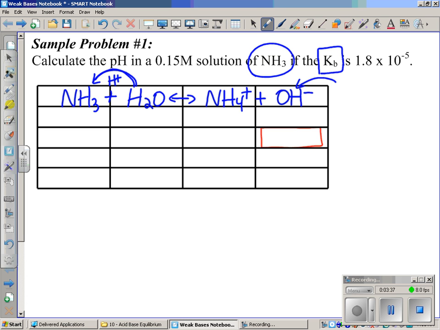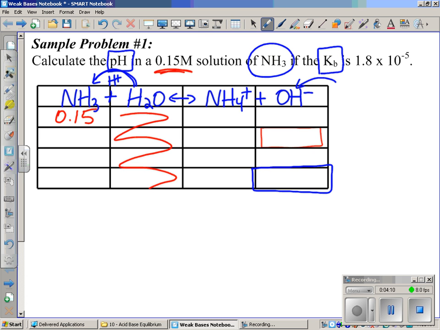Now, notice they want us to calculate the pH. We know that OH minus can ultimately end up telling us pH. So this box that I just boxed in right here is the one that we want to solve for. If I can find that, then I can solve using the system of equations that we've learned before on getting pH from OH minus. So let's look at our problem. We start with 0.15 molar of that. Now H2O is a pure liquid, so it's going to get crossed off. It's not part of the actual equation at all.